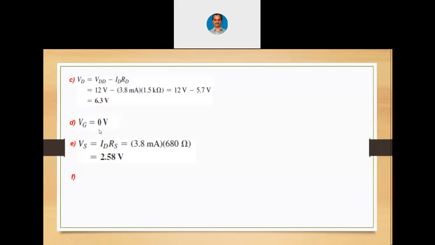Because gate is directly connected to ground and even the source is connected to ground. There is no VSS there. So naturally VG is 0 volts. VDS is VD minus VS, is 6.3 volts minus 2.58 volts, that is 3.72 volts.